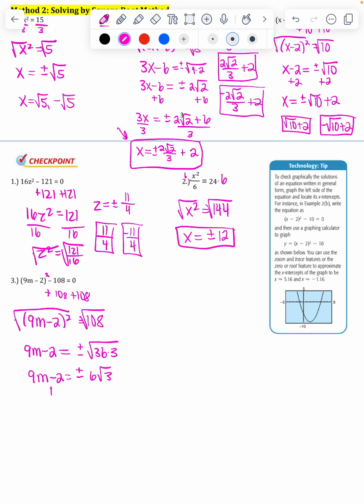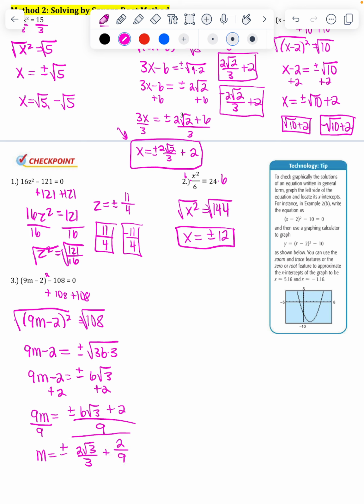And then my goal is to solve for m. So plus 2. 9m equals plus or minus 6 square root of 3 plus 2. Divide by 9. And simplify. So 6 square root of 3 over 9, I can just divide 6 and 9 by 3, making it 2 root 3 over 3. But I can't do anything with the 2 ninths.